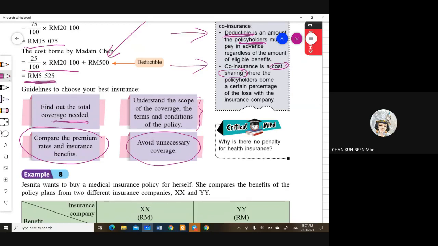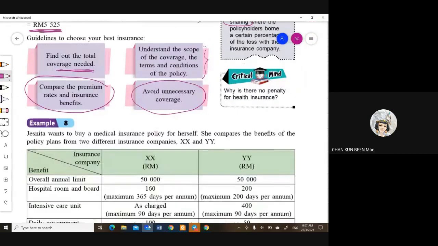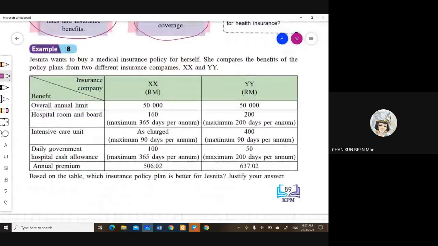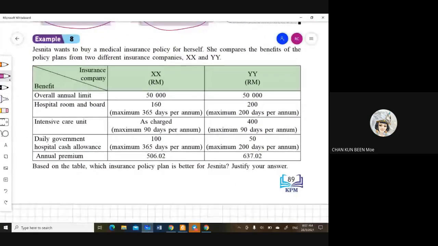So now we look at example 8. Example 8 is on the situation of how to choose a proper or the best insurance for yourself. We look at the situation or the condition given over here. In this example, Jasnita wants to buy a medical insurance policy for herself. So she compares the benefits of a policy plan from 2 different insurance companies, which are insurance company XX and insurance company YY.